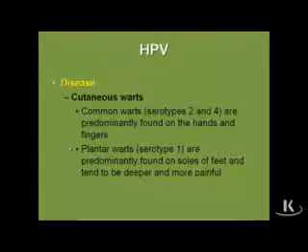Plantar warts as well are usually on the soles of the feet, and they can be very, very deep, and they can be associated with a lot of pain. So they're not as easy to treat with some of those over-the-counter remedies as the common warts because they are a little bit deeper and associated with some pain.